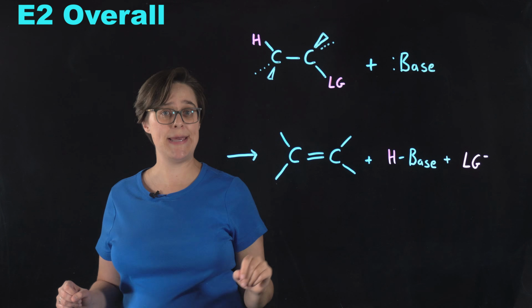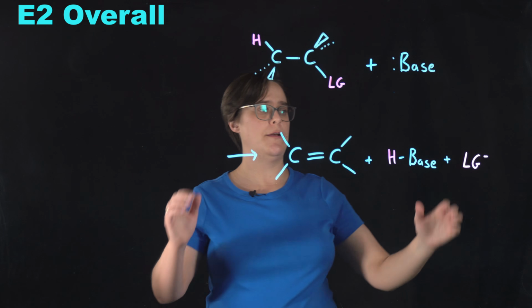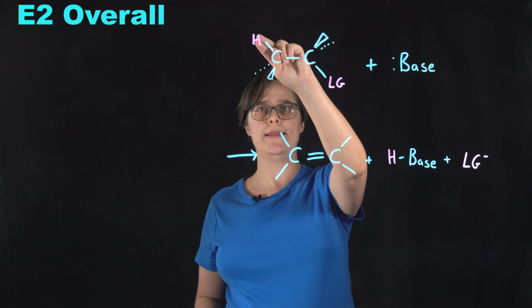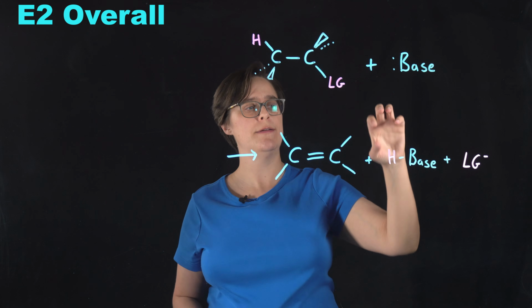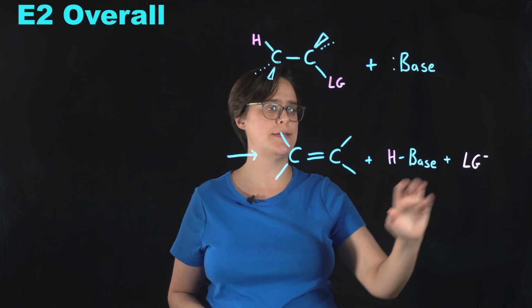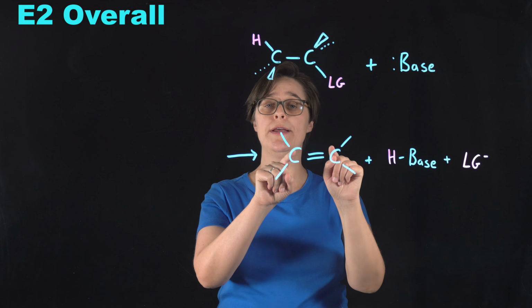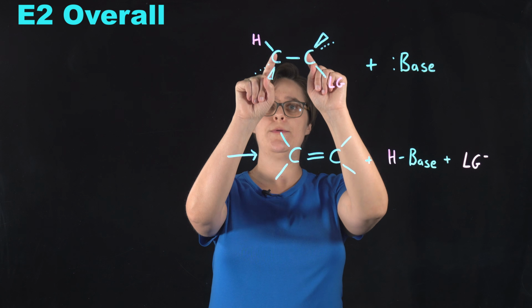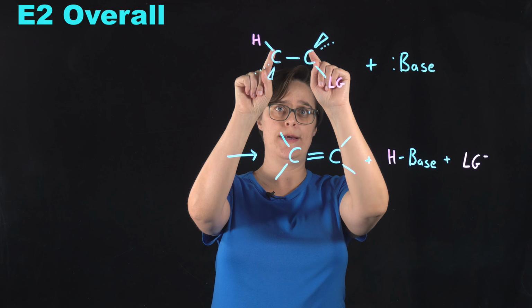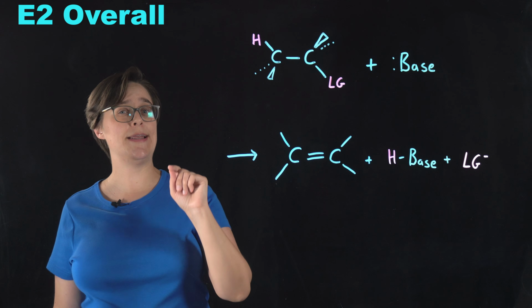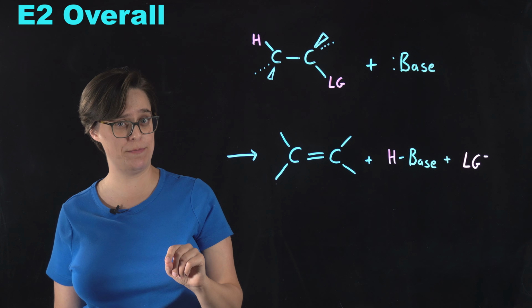There's going to be a base involved, and in the products, you will see the leaving group and this beta hydrogen now attached to the base. The leaving group has left, and the two carbons now have a double bond between them. So each of these carbons lost a group, and the single bond went into a double bond. Let's look at a generic version of this reaction mechanism.